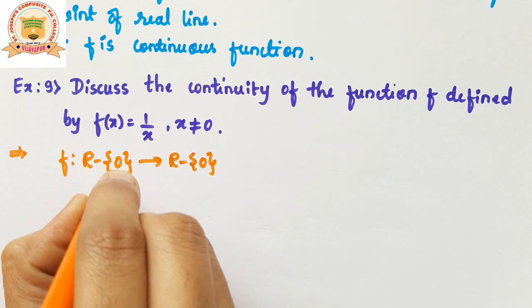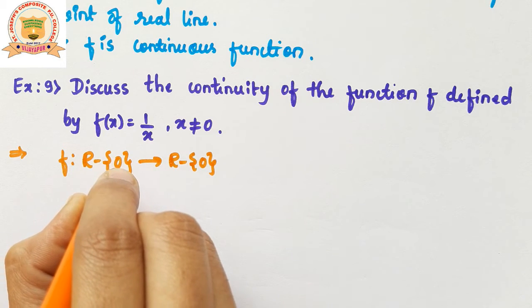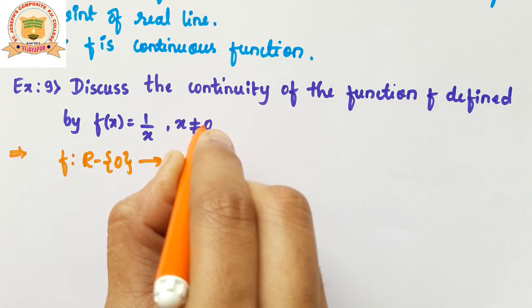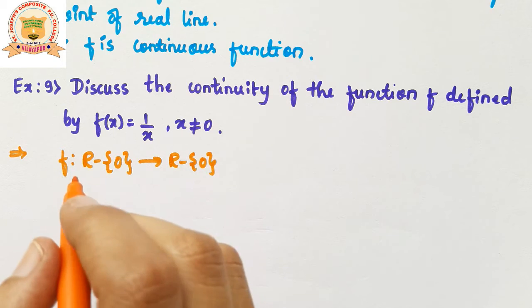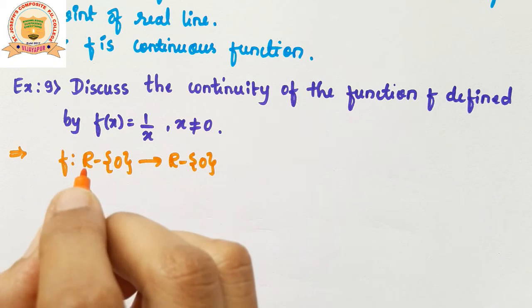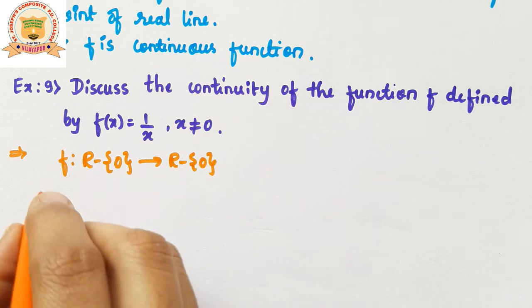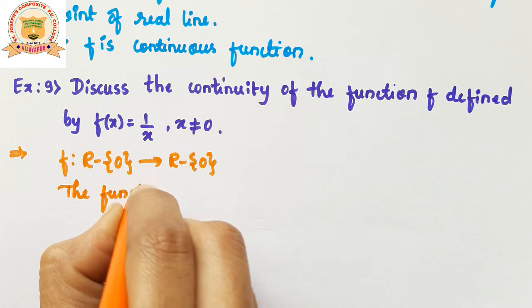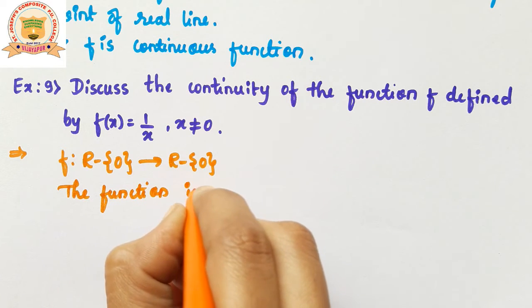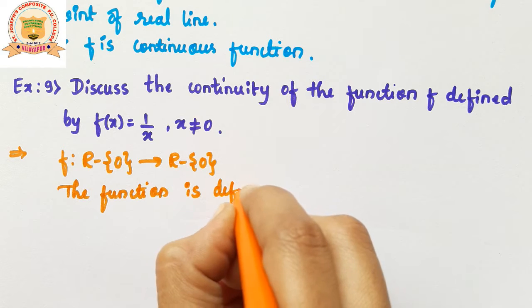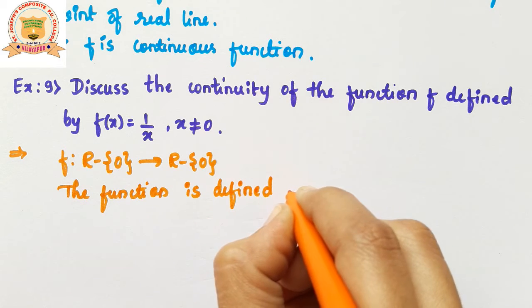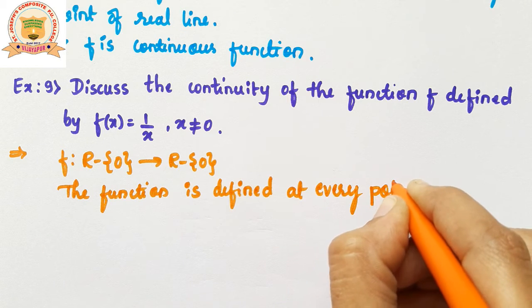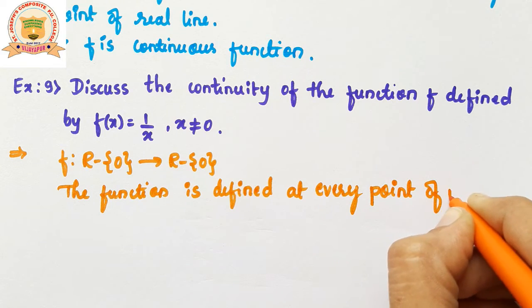What is the meaning of this? From the set of all real numbers we are subtracting 0 because the function is not defined at x is equal to 0. Now first we have to write what? Whether the function is defined at each and every point of its domain or not. Yes, the function is defined at every point of its domain.